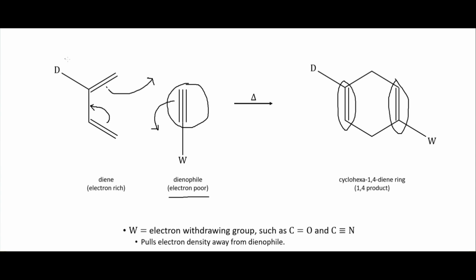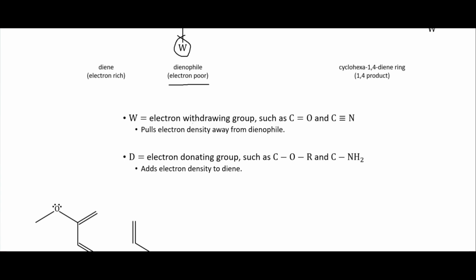And you may be wondering what this D and what this W are right here. The W just stands for electron withdrawing group, and so those would be things like this carbonyl or this cyano group, and these pull electron density away from the dienophile. So remember, the dienophile is electron poor, so by making it even more electron poor, it makes it more reactive. Similarly, the D here stands for electron donating group.